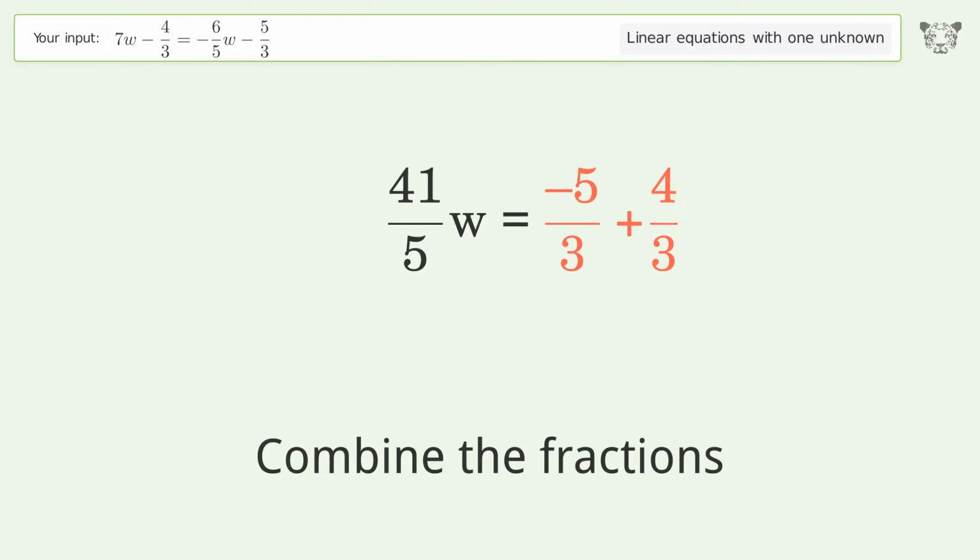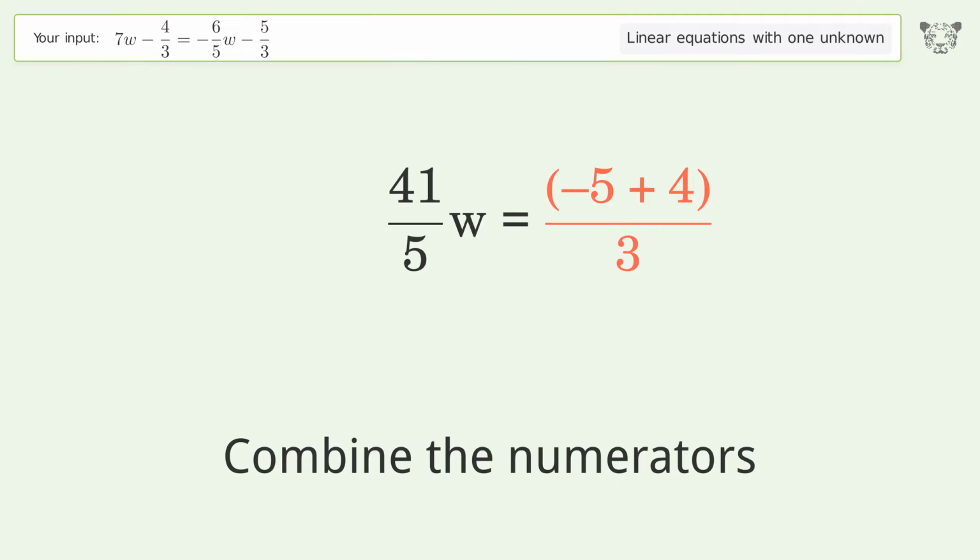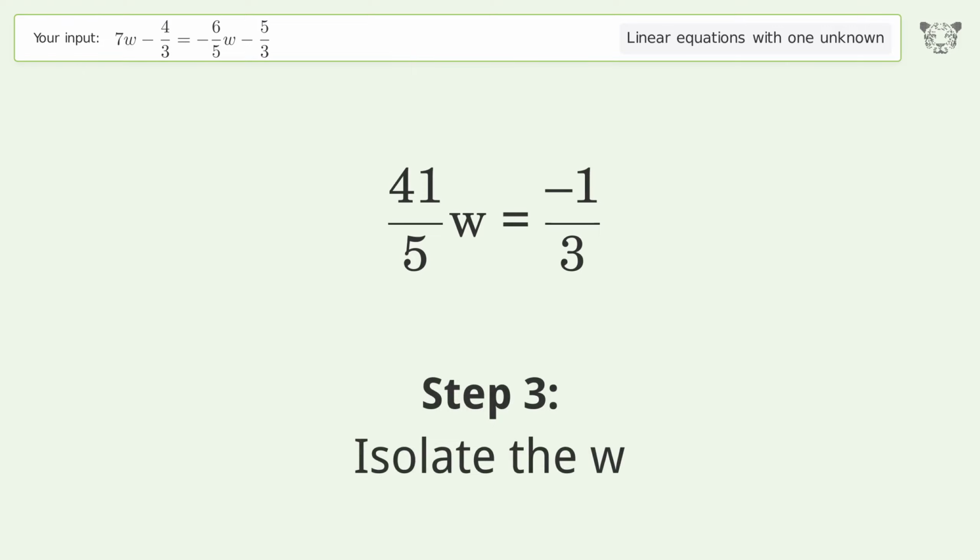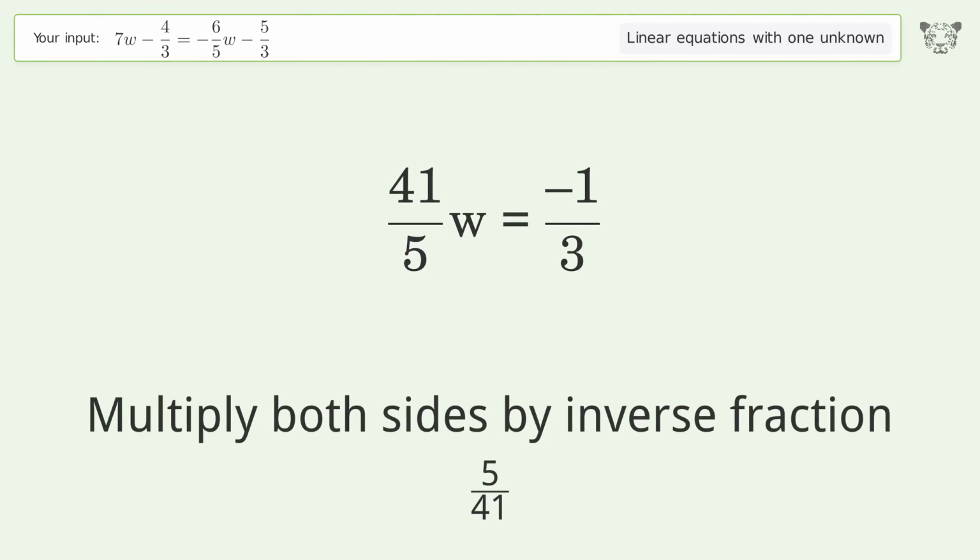Combine the fractions. Combine the numerators. Isolate the w. Multiply both sides by inverse fraction 5/41.